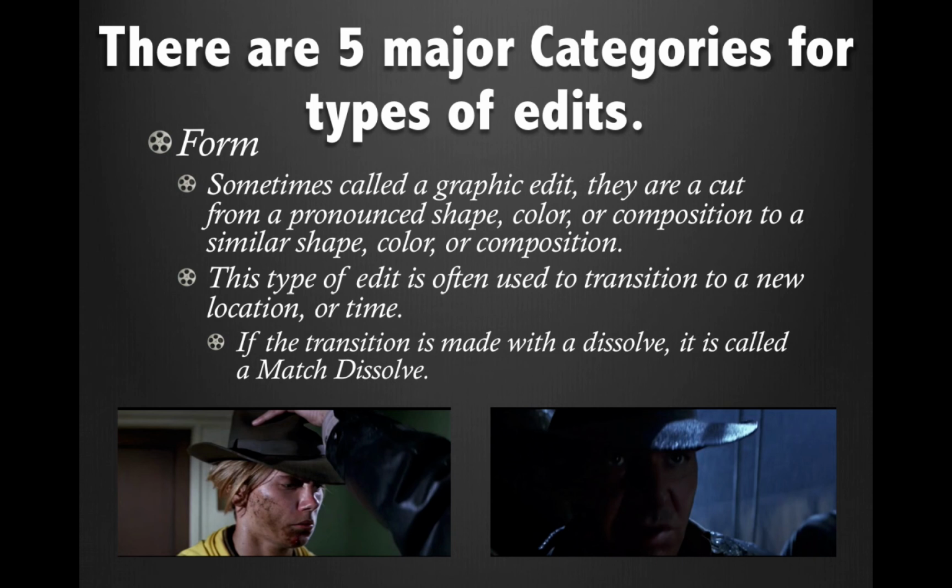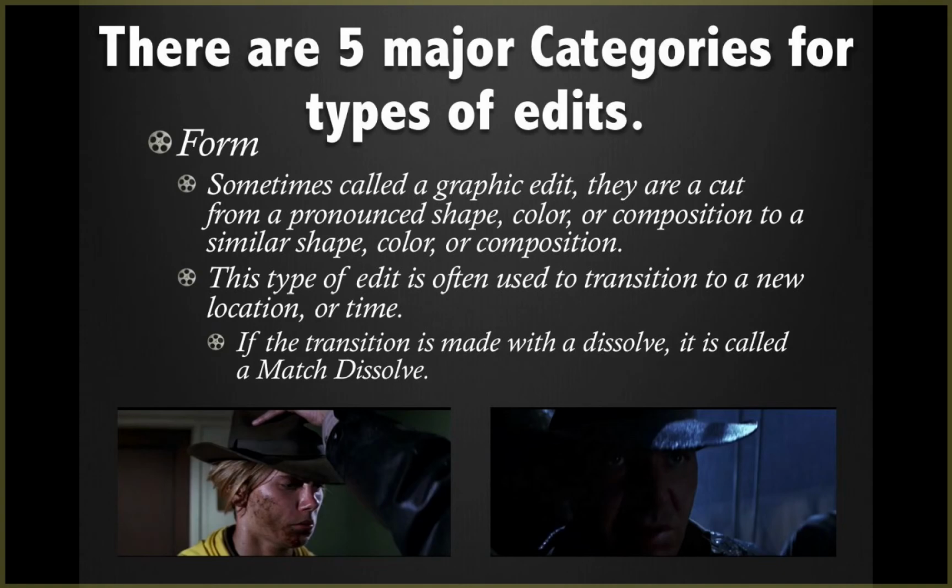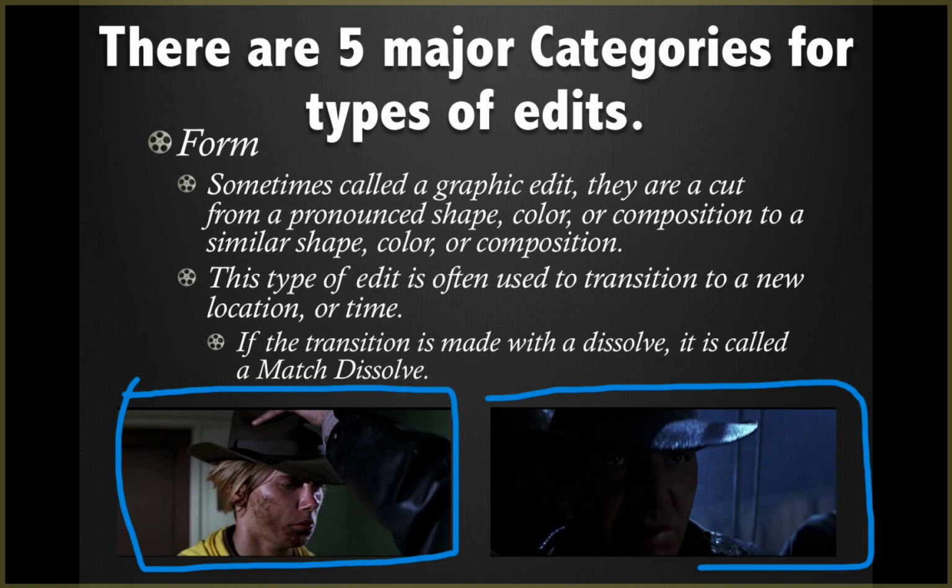So in this instance, this is from Indiana Jones and the Last Crusade. This is young Indiana Jones. A person is putting a fedora on his head, and he tilts his head down. In the next frame, which was a straight cut, you see an adult Indiana Jones tilting his head up, revealing it's Indiana Jones as an adult now. That was a form edit. You could also say it's a concept edit. We'll get back to that in a second.